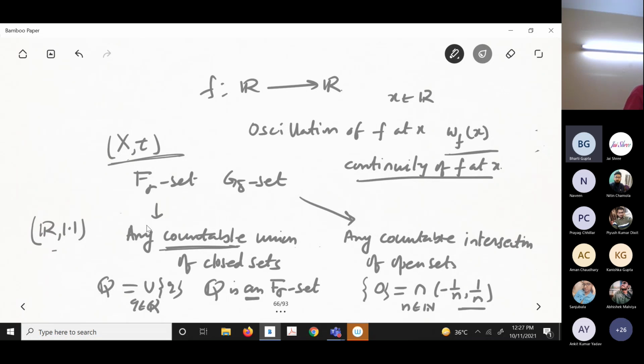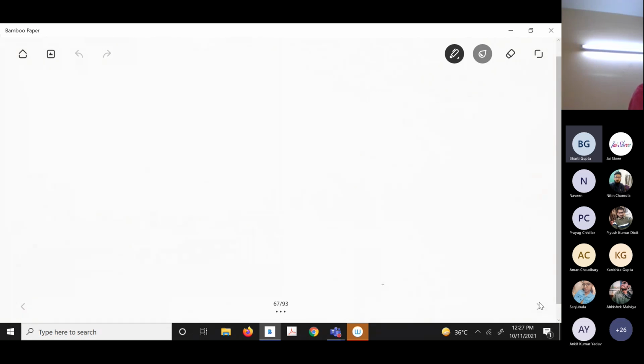It is easy to show that a subset A of X is a G delta set if and only if X minus A is an F sigma set. Similarly, A is an F sigma set in X if and only if X minus A is a G delta set. Okay. Now that I have given a note on that.